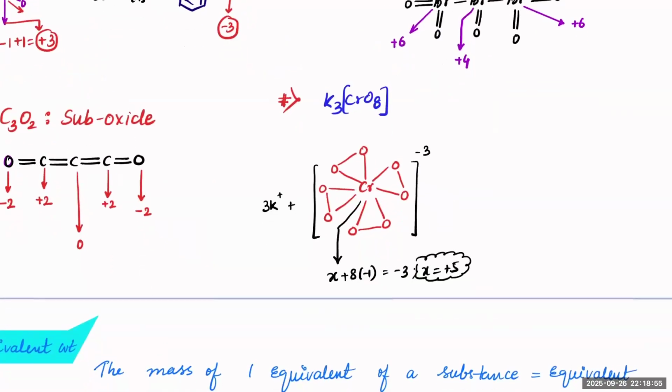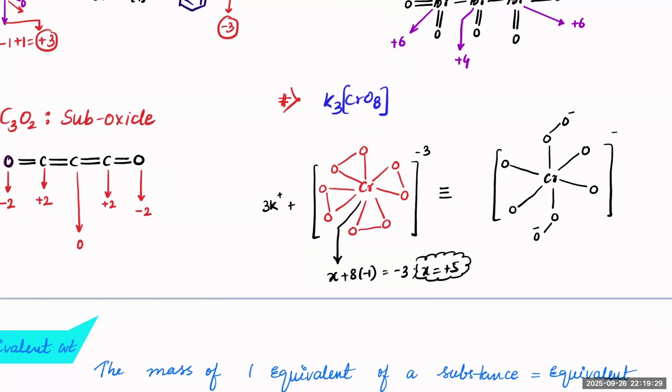Okay. See, the other proposed structure was like this. We have chromium with 6 connections here, and all 6 have oxygens, like this. Got it? And out of this 6, there are 2 oxygens which will have O minus and O minus, like this. Okay, clear? And the rest of them were simple oxides with -2 oxidation state.